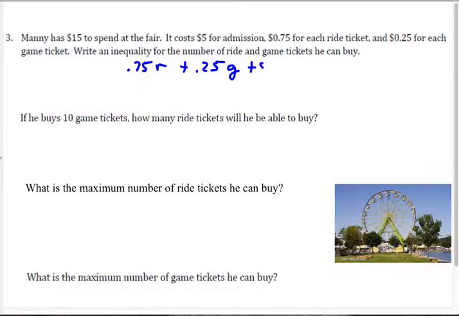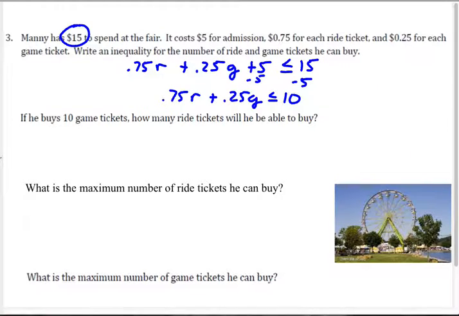It also costs $5 to get in. Now, he has $15 to spend. He can spend no more than $15. So this has to be less than or equal to 15. Now to clean this up a little bit, I'm going to subtract 5 from both sides and just say 0.75r plus 0.25g is less than or equal to 10. So basically, if you take off the admission costs, you have that much money left, $10 left.